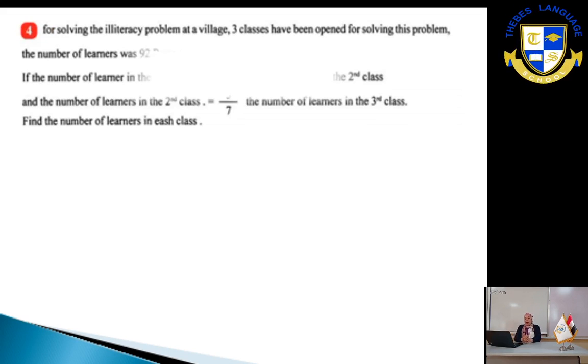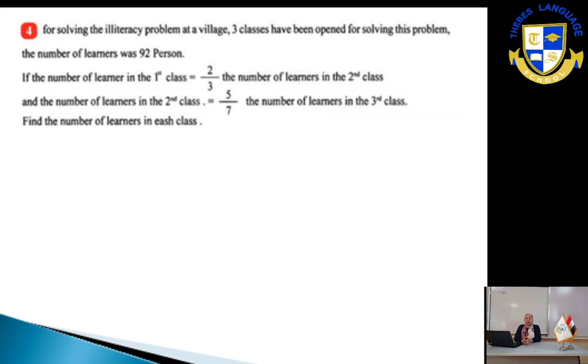Let's go to our last example. Here, for solving the illiteracy problem of a village, 3 classes have been opened. For solving this problem, the number of learners was 92. If the number of learners in the first class equals 2 over 3 the number of learners in the second class, and the number of learners in the second class equals 5 over 7 the number of learners in the third class, find the number of learners in each class.